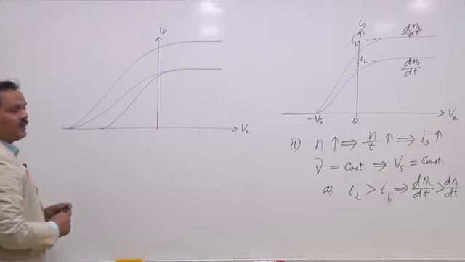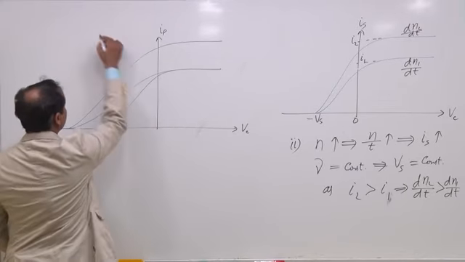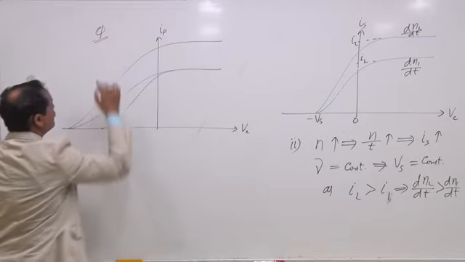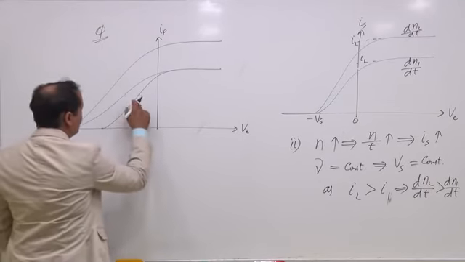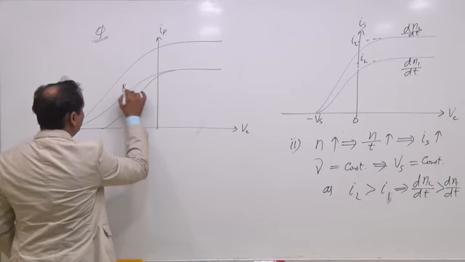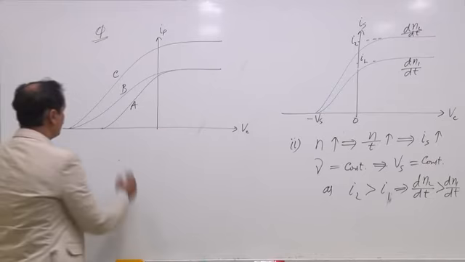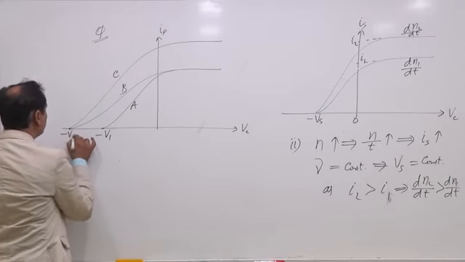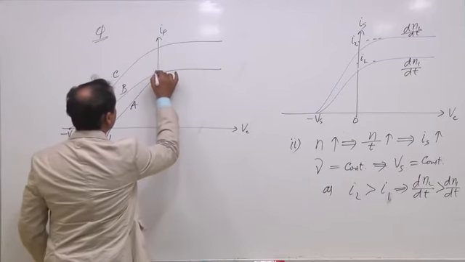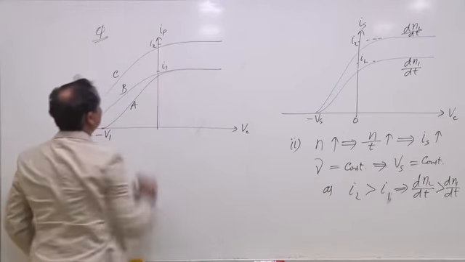We have three identical phototubes, that is, the work function for all three tubes is the same, and the plate is the same. The tubes are named A, B and C. These are the three tubes. The stopping potentials are minus V1 and minus V2. The saturation currents are I1 and I2.